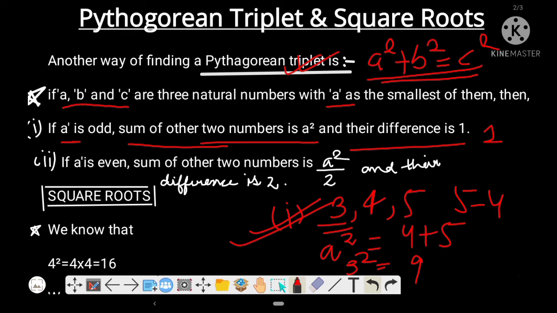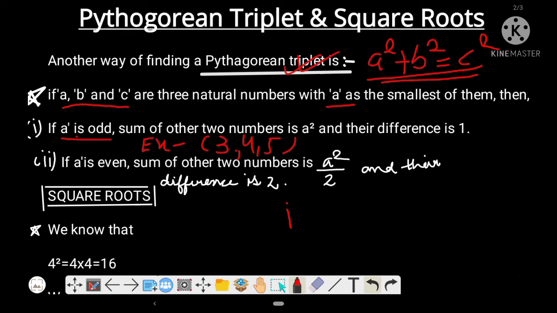If a is odd, then we have to find the other numbers of that triplet like this. So let us write this example with condition 1: example 3, 4, 5. Now this one is done. Now see the second one.